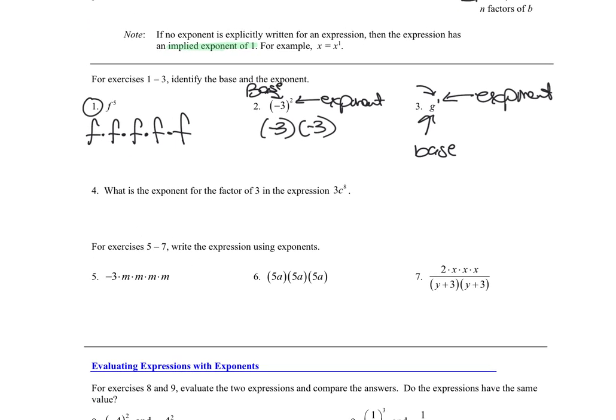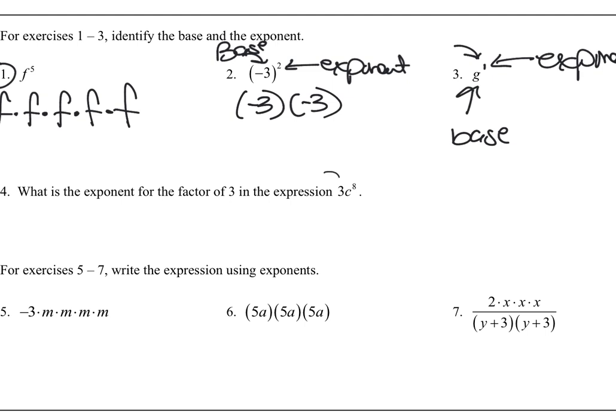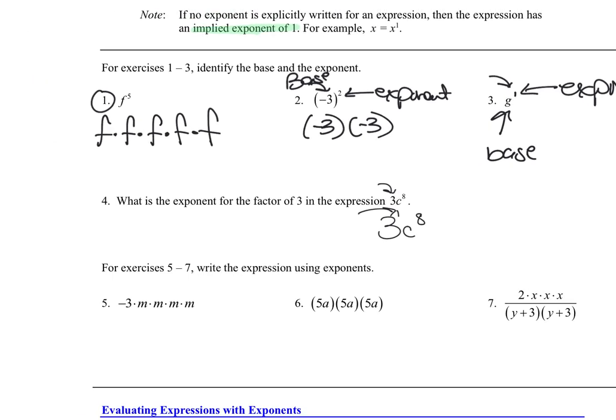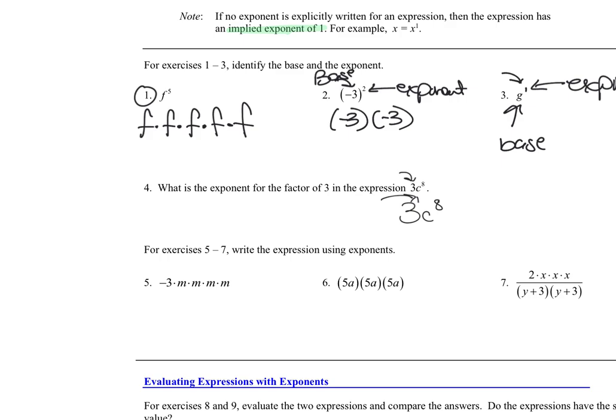Number 4, what is the exponent for the factor of 3 in the expression of 3c to the 8th? What is the exponent for 3? Well, do you see an exponent sitting here on it? No. It is the implied exponent of 1, but you're not going to see them put that in the problem. You are to understand that it has an exponent of 1.